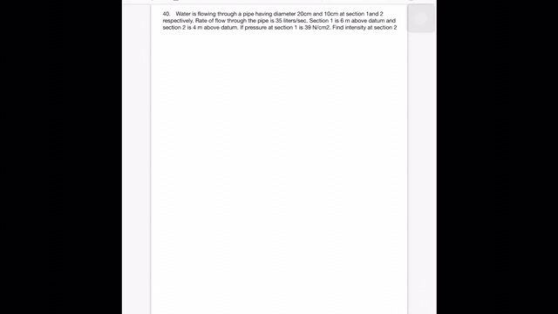The rate of flow is given as 35 liters per second. And section 1 is 6 meters above datum and section 2 is 4 meters above datum. So it's an inclined pipe also. If the pipe was horizontal, section 1 and section 2 would have been at the same height. So we can infer that the pipe is a tapering pipe and it is inclined. So let us draw the figure.